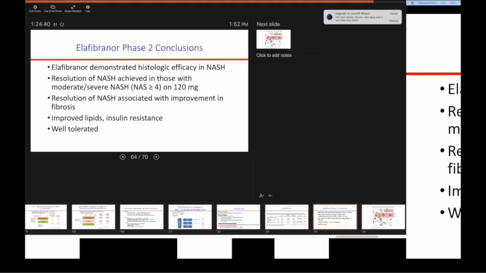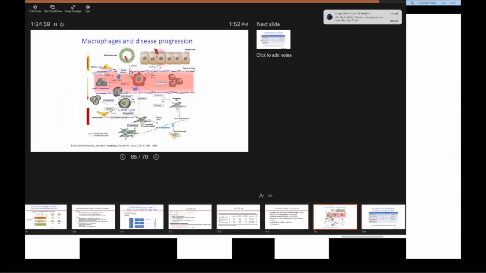And the take-home messages are that it really is a NASH resolution drug. Okay, it doesn't really have much improvement for fibrosis. And there's actually cardiovascular improvements in these patients as well. It decreased their cardiovascular risks and it was well tolerated. So they've moved on to the phase 3 trial, which we're running here as well with Genfit.